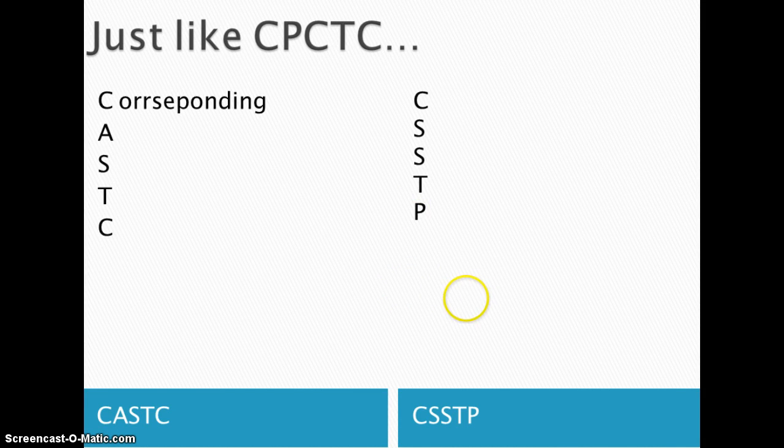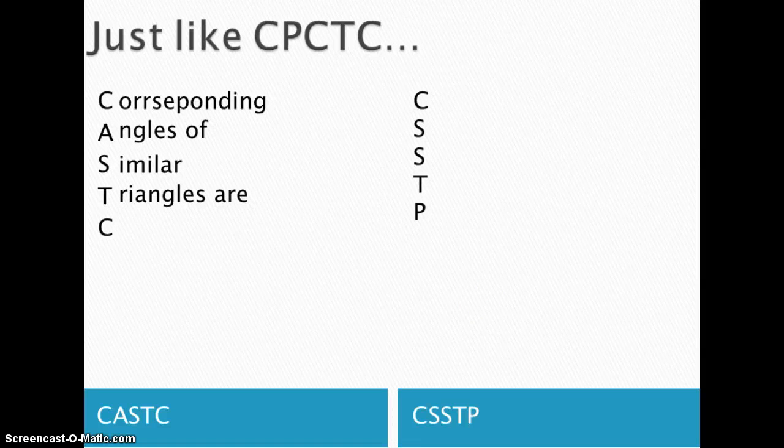Just like CPCTC, the first letter C stands for corresponding. The A stands for angles. So corresponding angles of, instead of congruent triangles, similar triangles. If triangles are similar, that means that the corresponding angles must be congruent. Now again, if you want to know the shortcut, great. If you want to use the actual statement, that similar triangles have congruent corresponding angles or something to that effect, that works too.